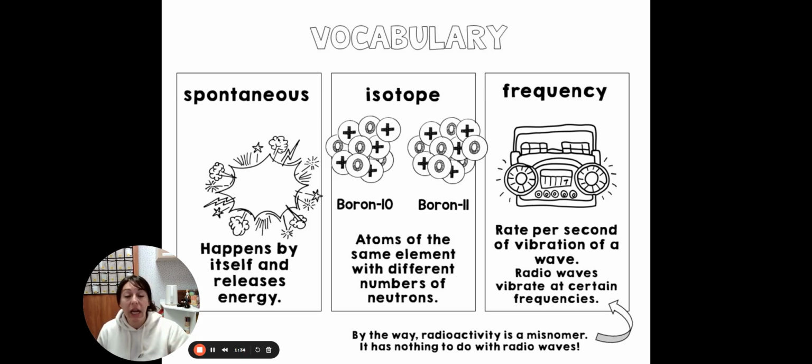Okay, so there are 3 vocab words that are going to be used throughout this video. The first is spontaneous, so something that happens all by itself. Isotope, which we're familiar with at this point, so atoms of the same element with different numbers of neutrons. And our last one is frequency. Frequency is going to refer to the vibration of a wave. So the vibration of a sound wave, perhaps, or the vibration of a radio wave, or maybe a light wave.